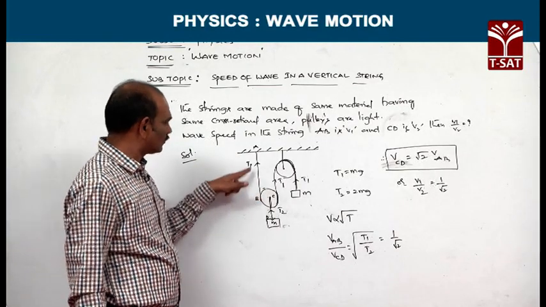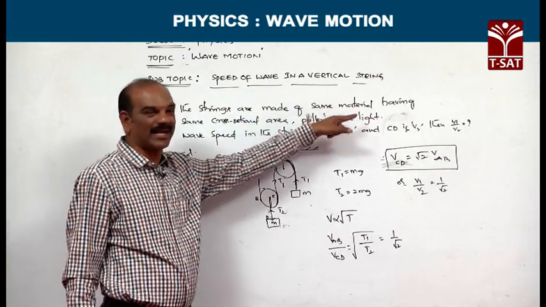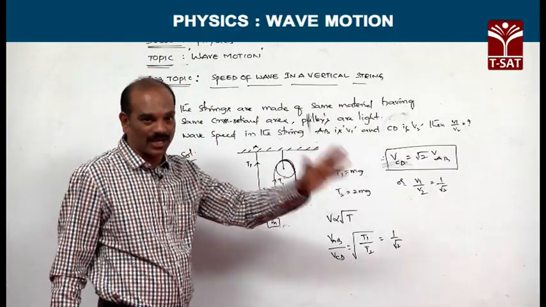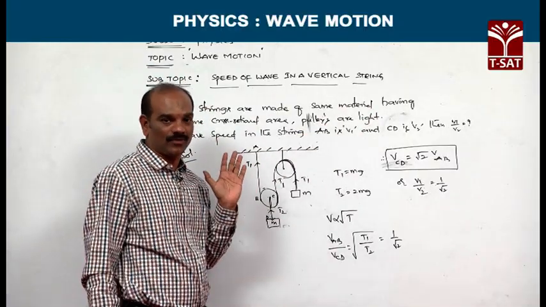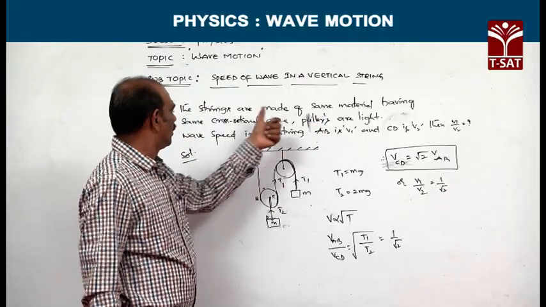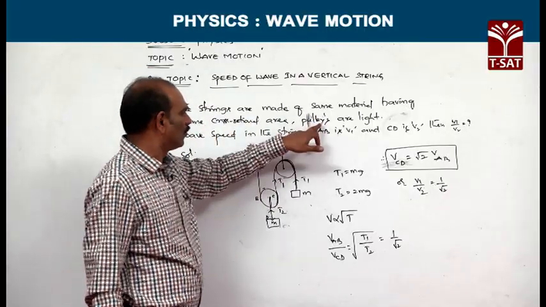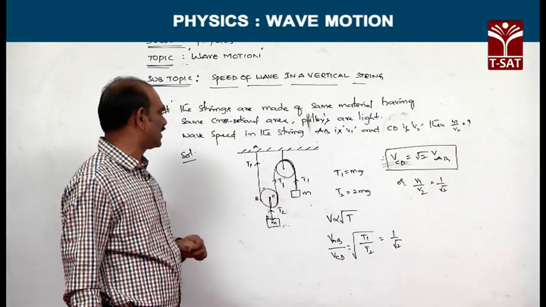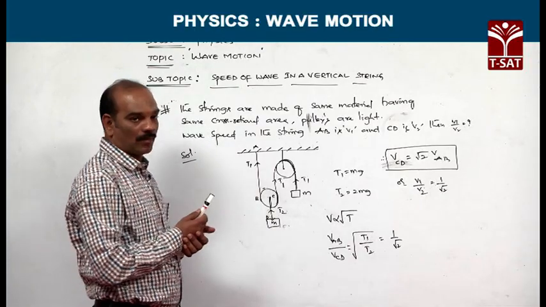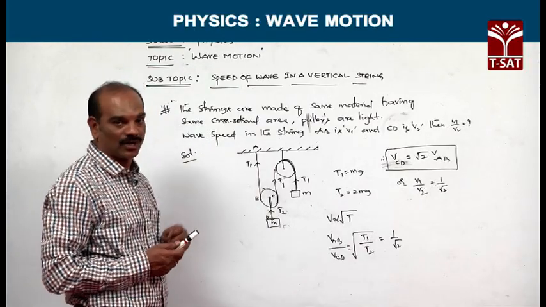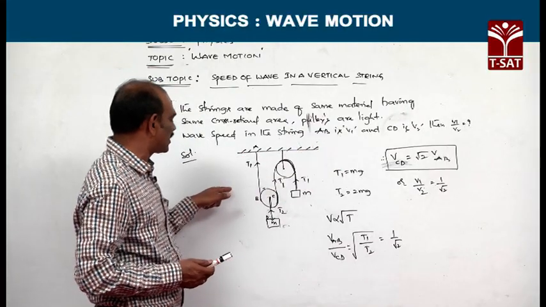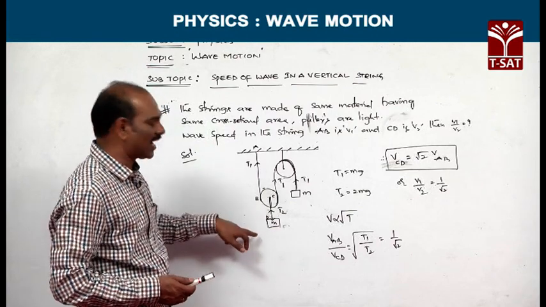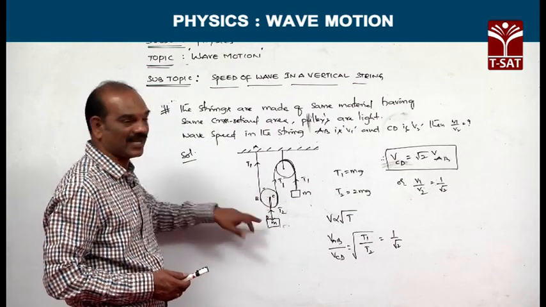These are the strings. The strings are made up of the same material, which means mu is the same, and they have the same cross-sectional area. That means the linear mass is the same as well as the area of cross section, and they are arranged like this with the two pulleys. Now our question is, when a wave is propagating through a string, if the speed of a transverse pulse propagating through the string AB is V1, then the speed of the transverse pulse propagating through the string CD is how much?